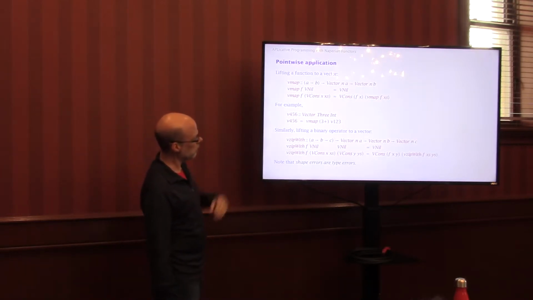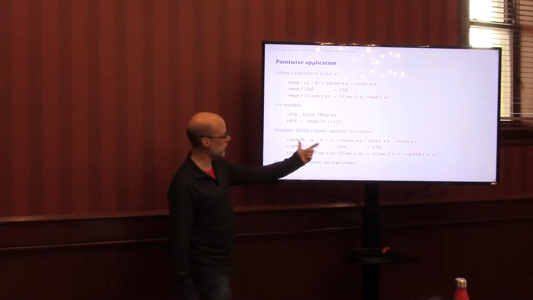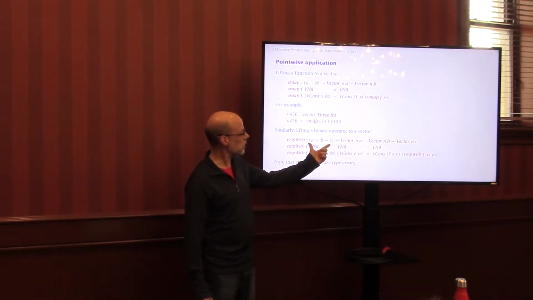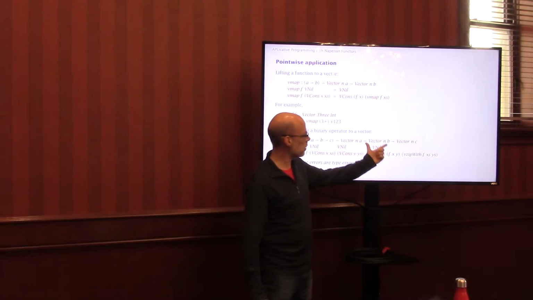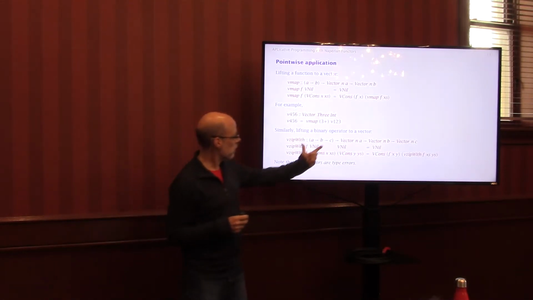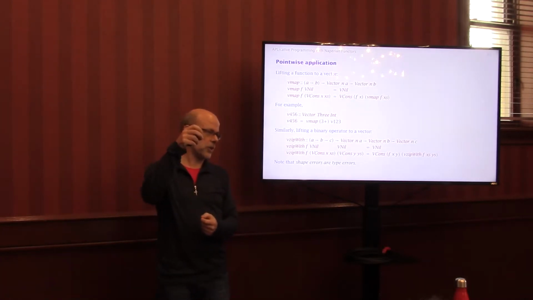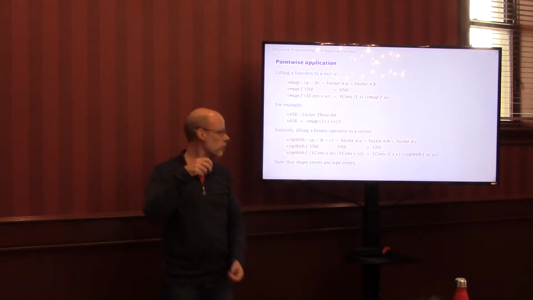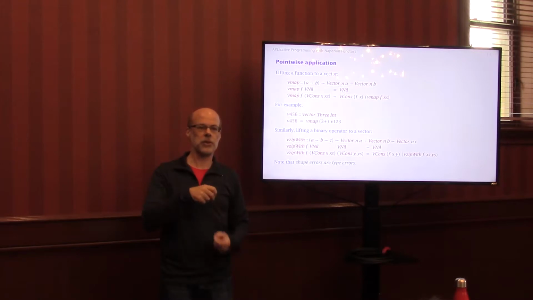And similarly for lifting a binary operator, so this is vzipWith that takes an a to b to c function, and a vector of a's and a vector of b's and makes a vector of c's, and applies the function pointwise. So it takes the first a and the first b and adds them, or does whatever the function does, to make the first c.